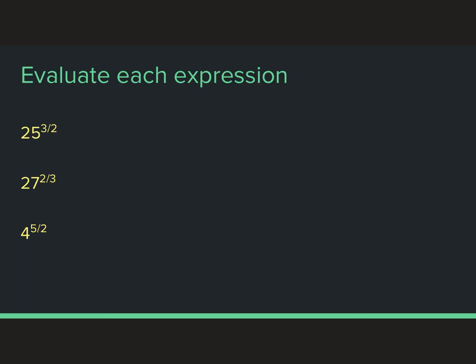Okay, so now let's talk about how we can evaluate. Evaluate just means tell the value of. Remember, tell the value of. So let's look at evaluating each of these expressions. This first one, I have 25 to the 3 over 2. So that means the square root of 25 cubed. So the square root of 25, we all know, is 5.